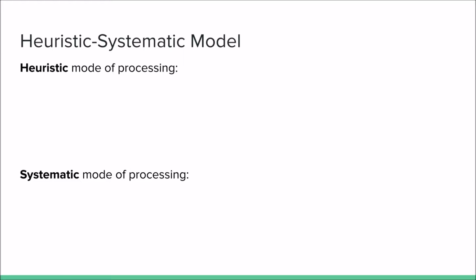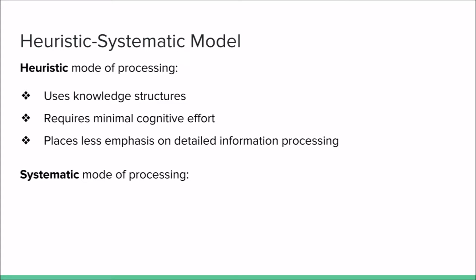The heuristic systematic model explains how people receive and process persuasive messages through two basic modes, heuristically and systematically. The heuristic mode of processing makes use of judgmental rules known as knowledge structures that are learned and stored in memory. It requires minimal cognitive effort, which does not mean no cognitive effort at all.